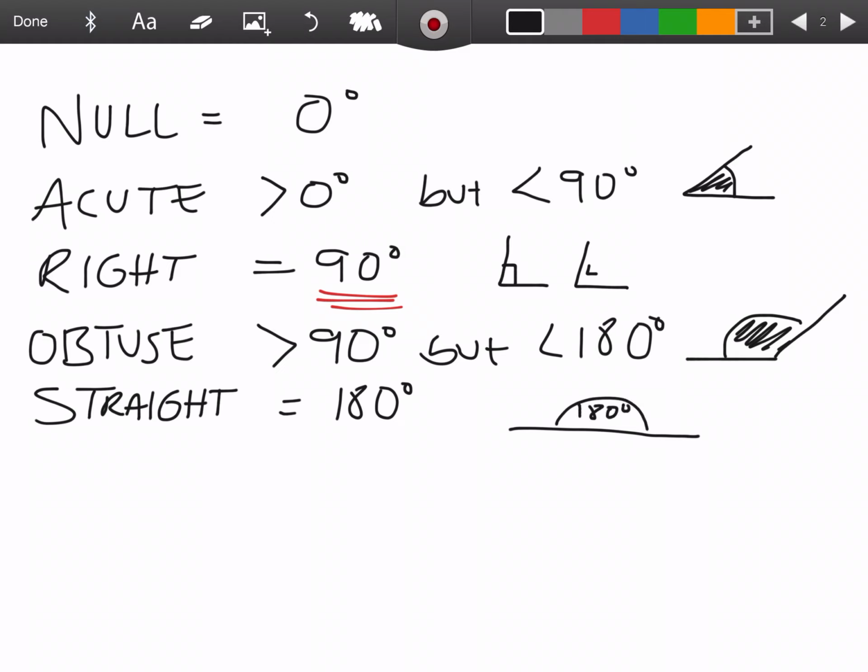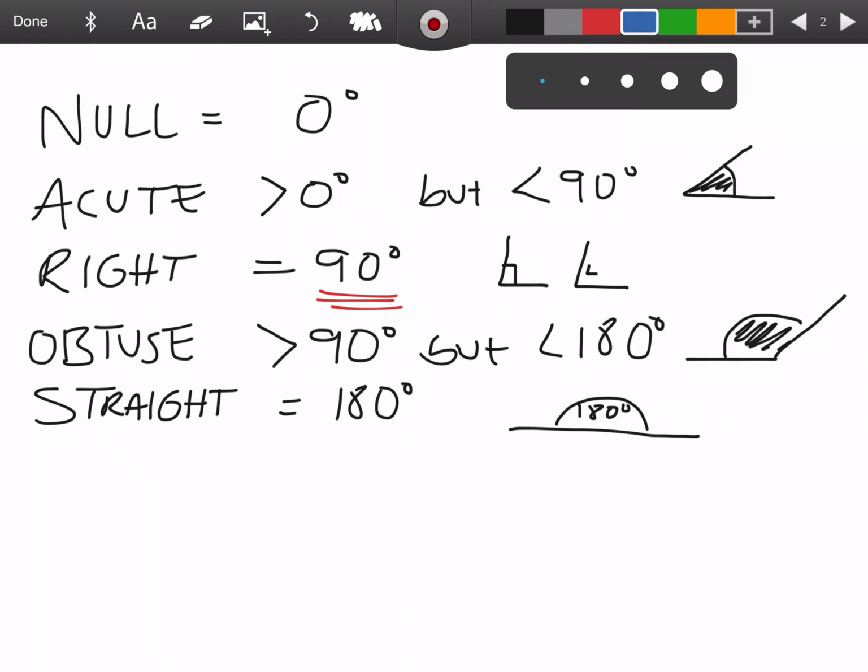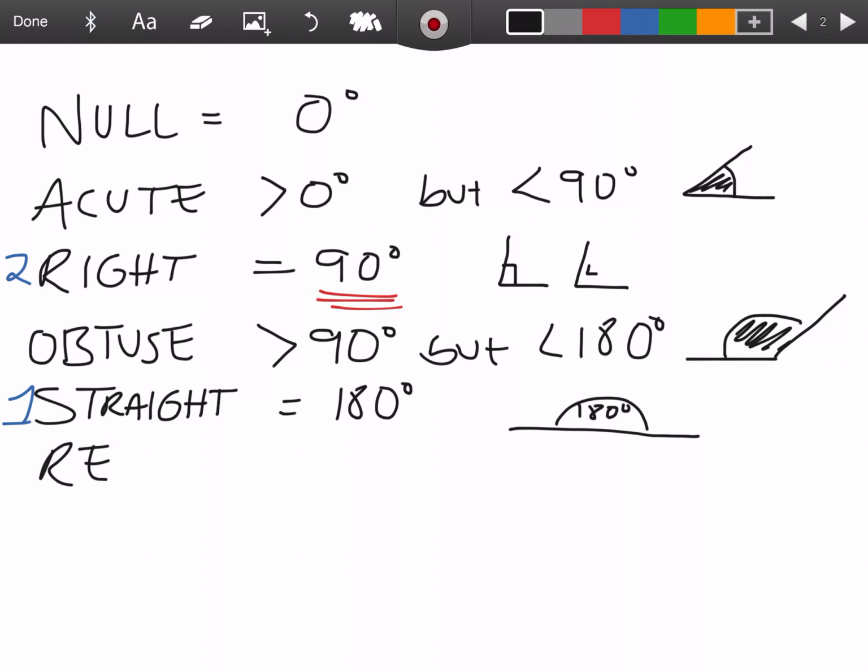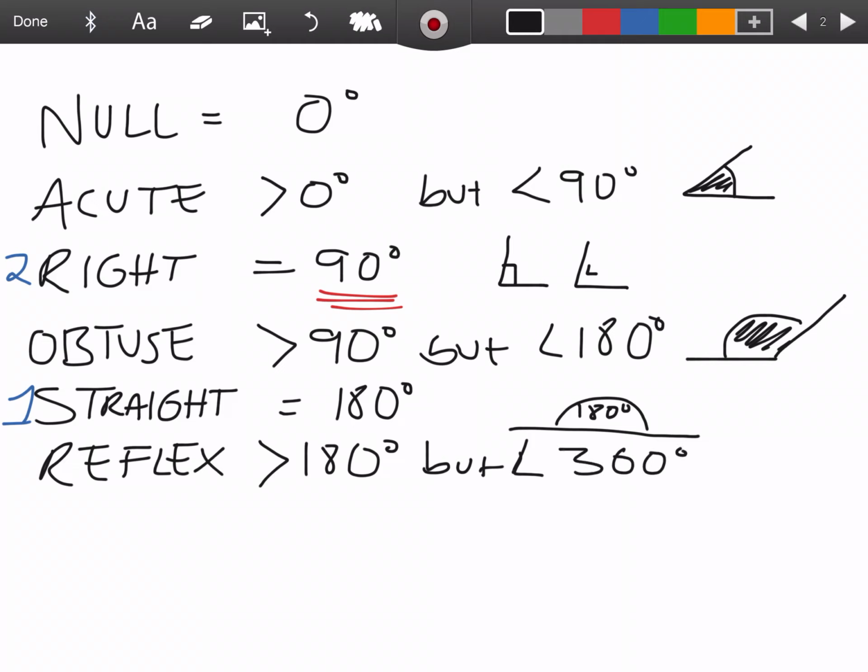Okay, and you'd notice that 2 right angles would make 1 straight angle. Our reflex angle then is greater than 180 but less than 360. And that's going to look something like that, generally. Our angle is the shaded part there.